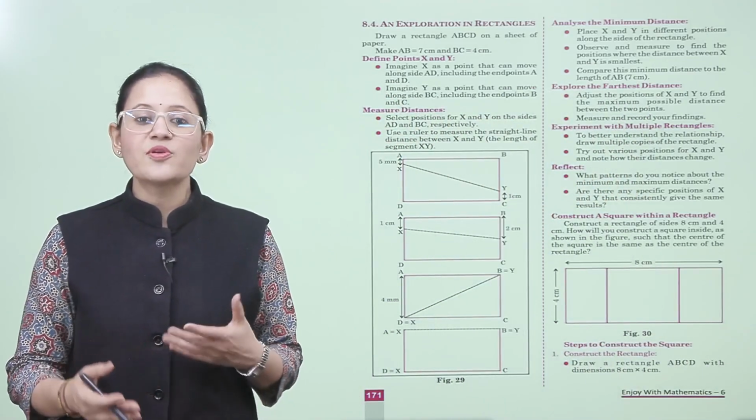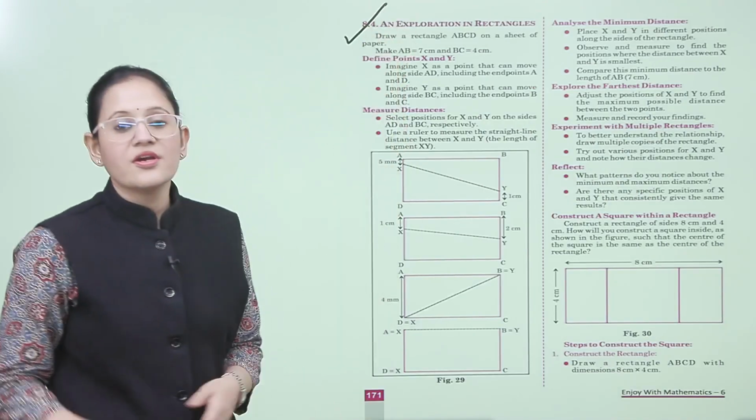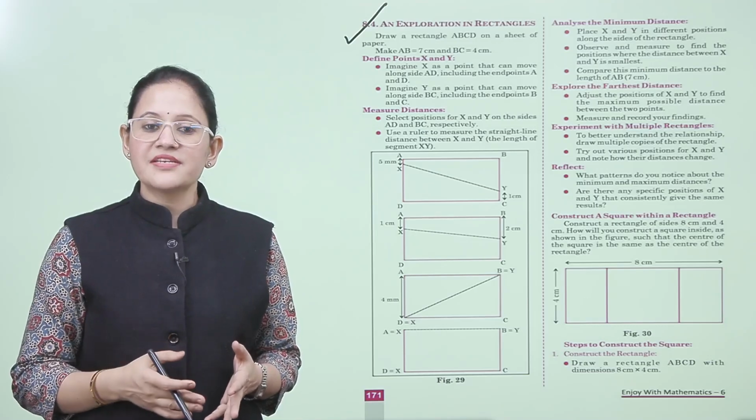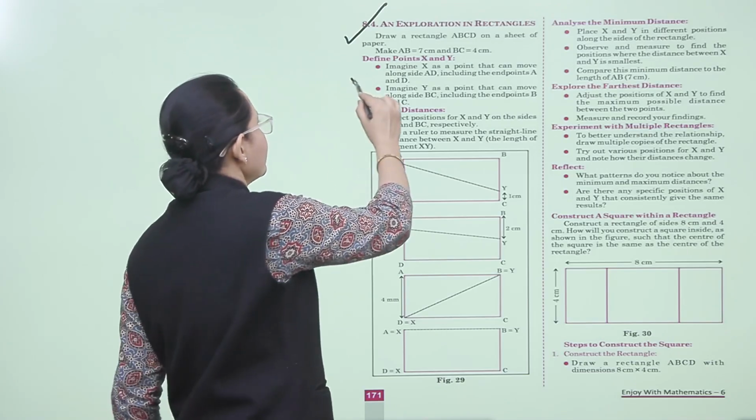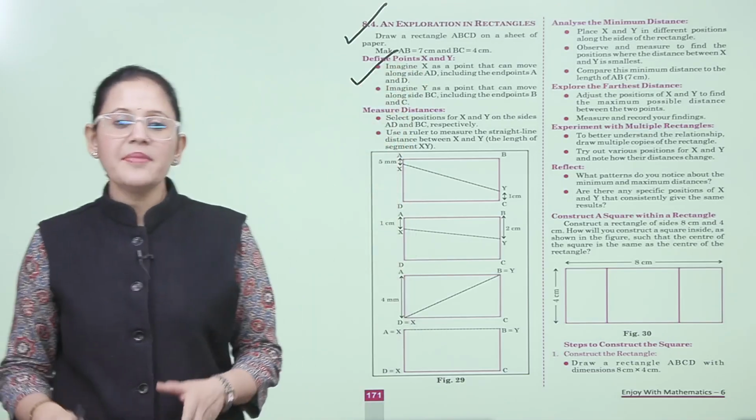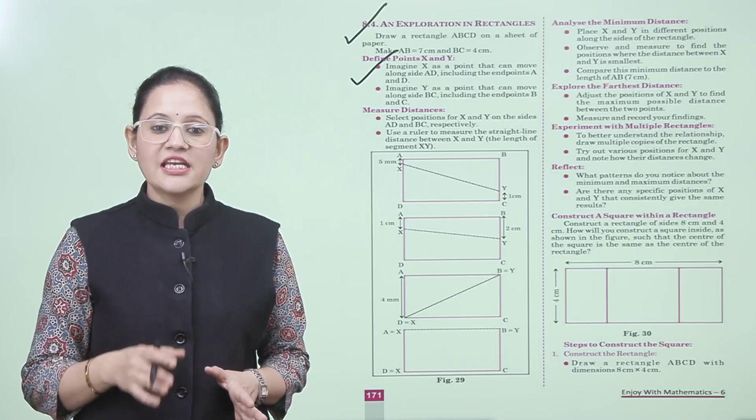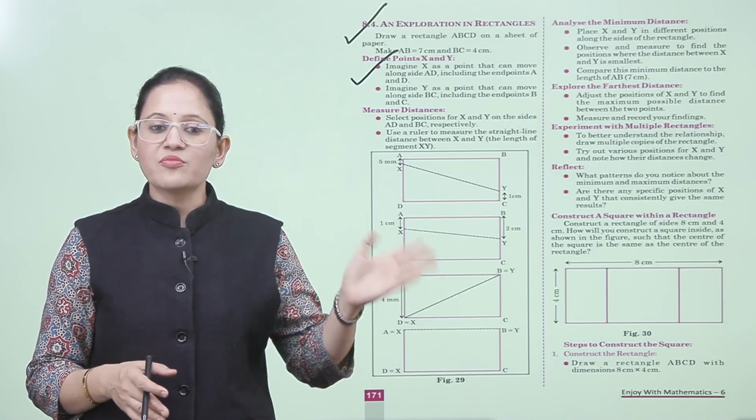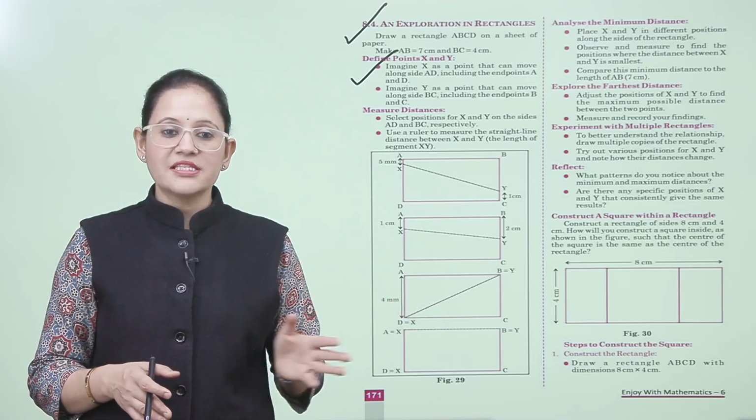Next is an exploration in rectangle. Draw a rectangle ABCD on a sheet of paper. Pick AB 7 centimeter and BC 4 centimeter. Now, we have to define the points X and Y. Imagine X is the point that can move along the side AD including the endpoints A and D. Imagine Y is the point that can move along the side BC including the endpoints B and C.